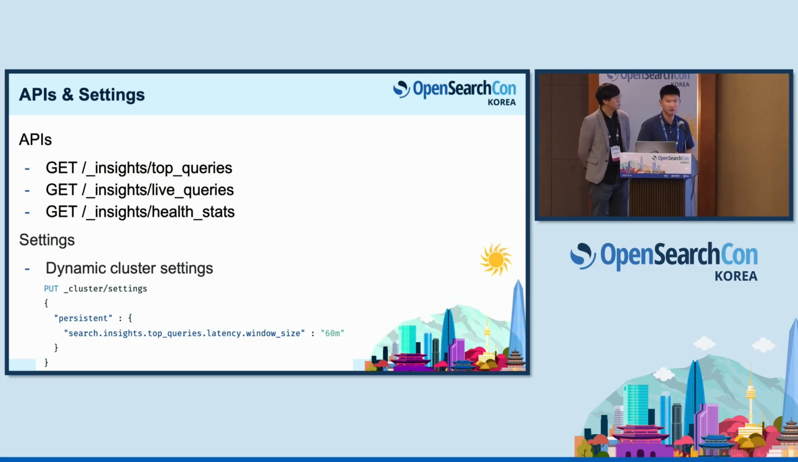As for settings, all Query Insights settings are dynamic cluster settings. This is an example REST request for updating the latency window size. However, if you have access to the Query Insights dashboards, it's much easier to update settings there.